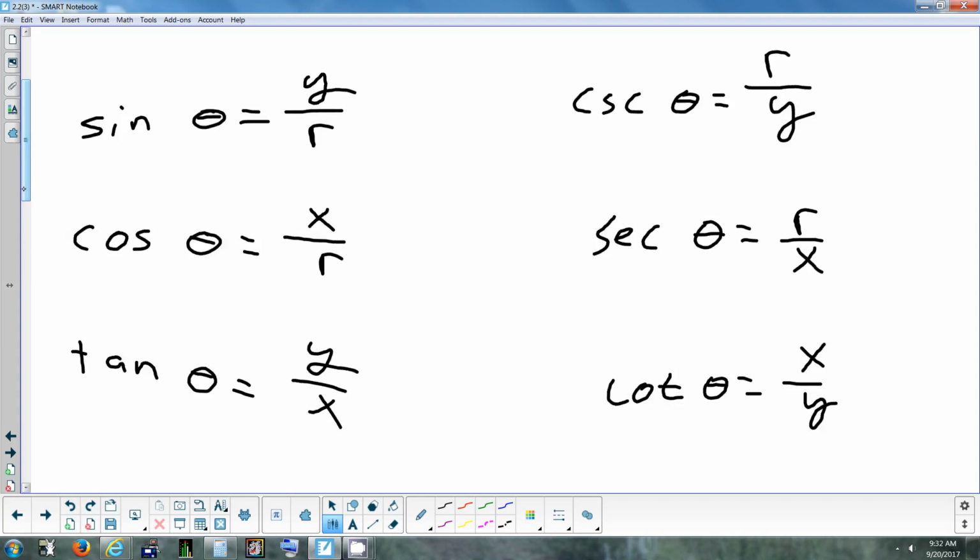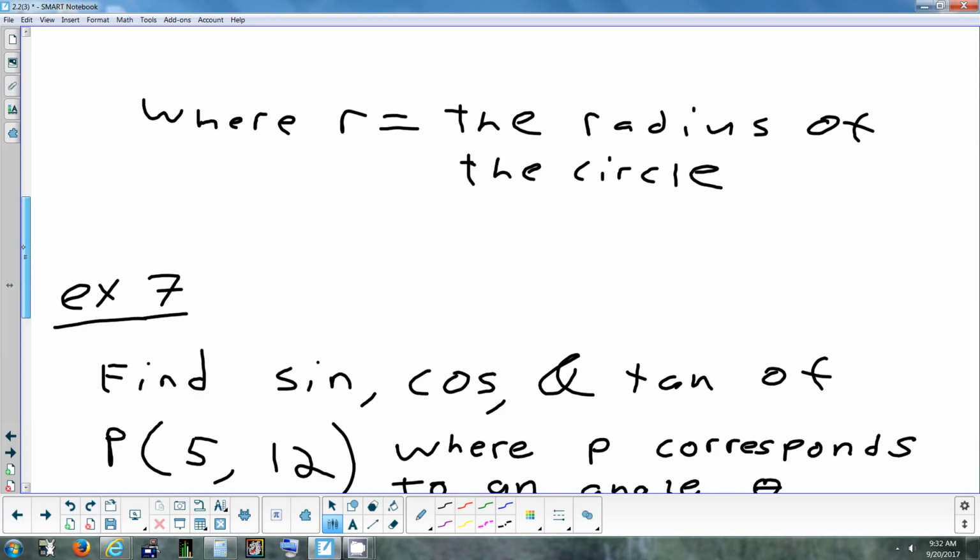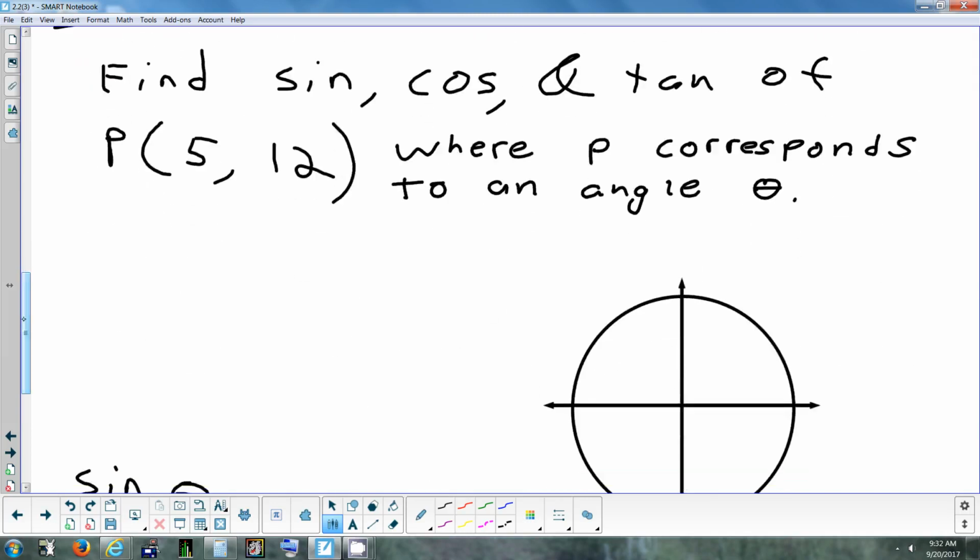Okay, any questions on those? So let me show you kind of a bonus question you would have. And r is the radius of the circle, but I think I already mentioned that. Okay, let's find the sine, the cosine, and the tangent of the coordinate 5, 12.